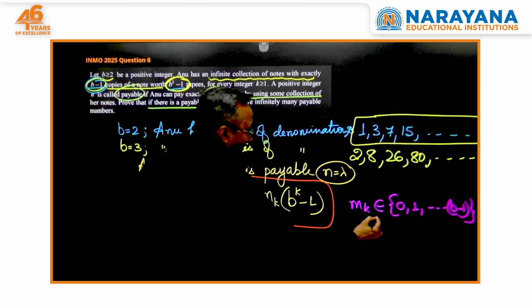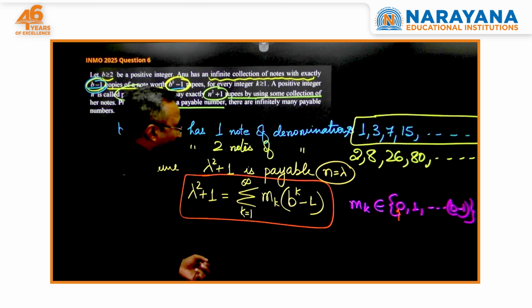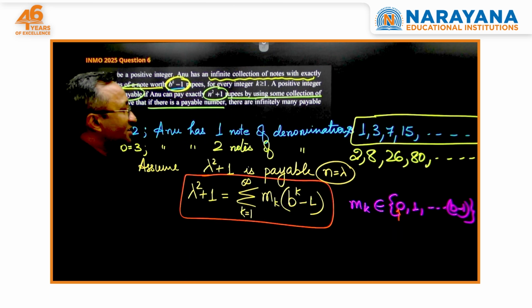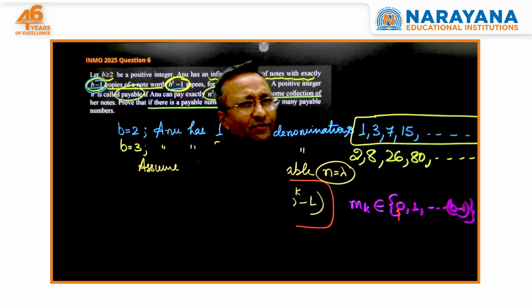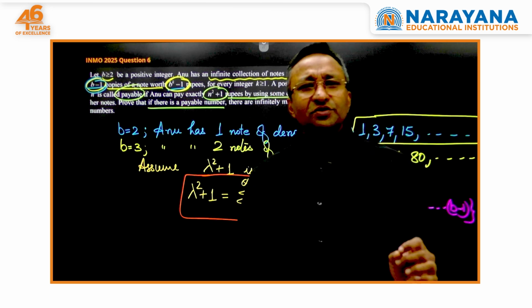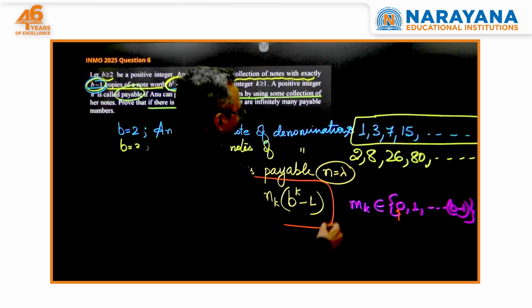Why have I taken m1 to mk to be 0? Because I may not use a particular denomination. 2, 8, 26, 80: I would not use a 26 rupee note, I will not use an 80 rupee note, I will use 2 rupee and 8 rupee notes.